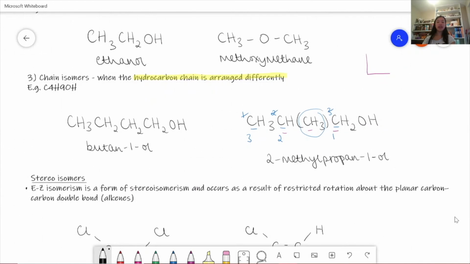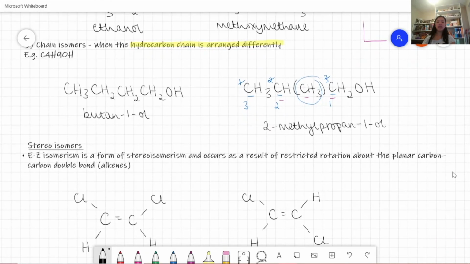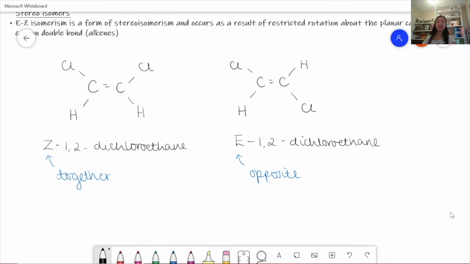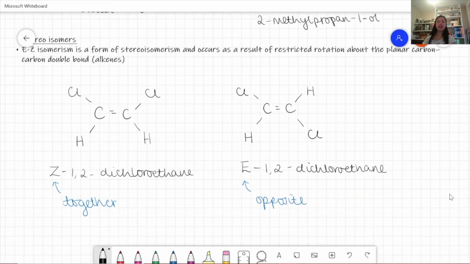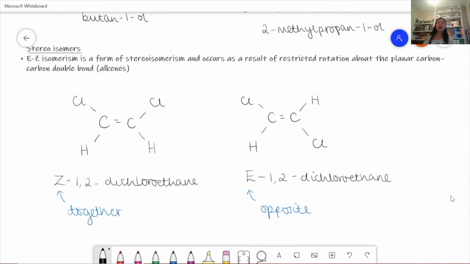Now we're going to look at stereoisomers. So in particular, we're going to be looking at EZ isomerism. And EZ isomerism is a form of stereoisomerism and occurs as a result of restricted rotation about the planar carbon-carbon double bond in alkenes. So here we have two stereoisomers.